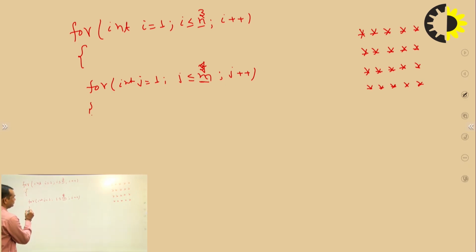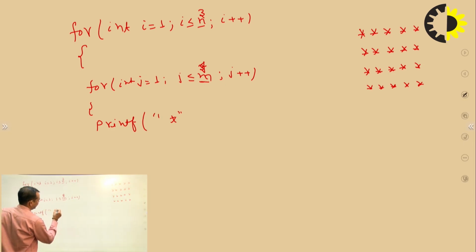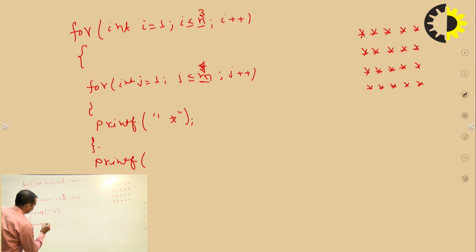Now for this we have to print here, that is printf, and we simply print a star, then close. After the for loop, the j loop, we have to print the new line, that is backslash n, and that is the bracket.